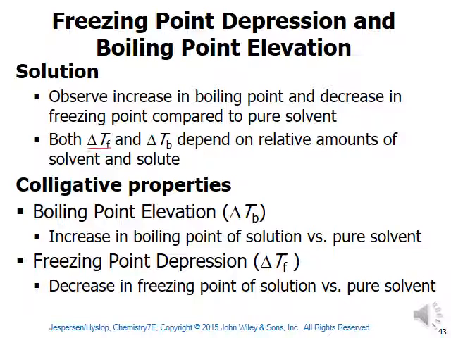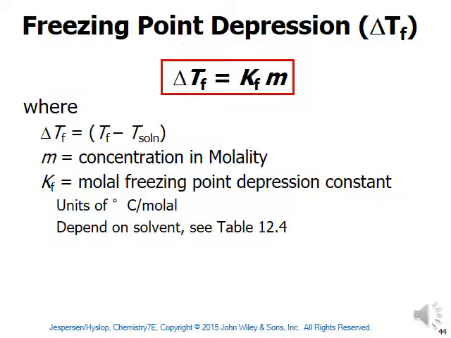So what you'll see is a change of temperature for boiling, and it's going to depend on how much of the solvent and solution you have. We'll see how that works. We have two different cases. If we look at the increase in the boiling point temperature when we add a solute, or we look at the decrease in freezing point, one is called elevation and one is called depression. Okay, freezing point depression.